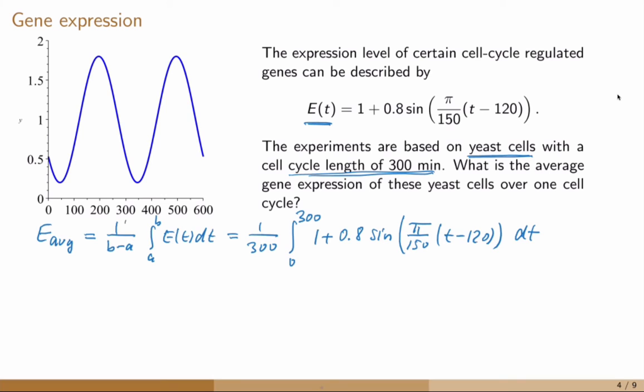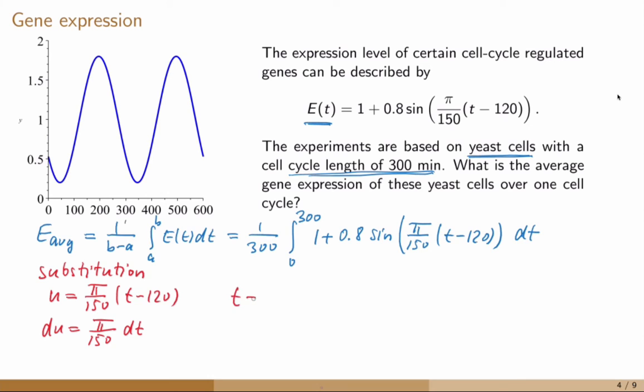So here we have a beautiful integral to solve, and we cannot find an antiderivative directly, but we can use substitution. So we substitute u to be the thing in this sine, so u is pi divided by 150 t minus 120. Then du is pi divided by 150 times dt. But we also need to transform the domain boundaries. So then if t is equal to 0, which is the lower limit, then u becomes pi divided by 150 times minus 120. And then this can be simplified, which is minus 4/5 pi.